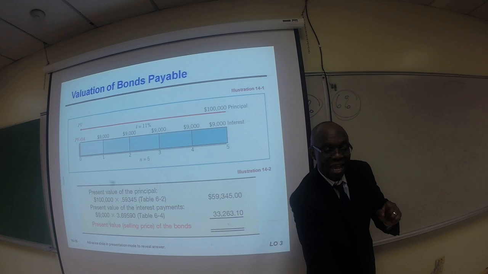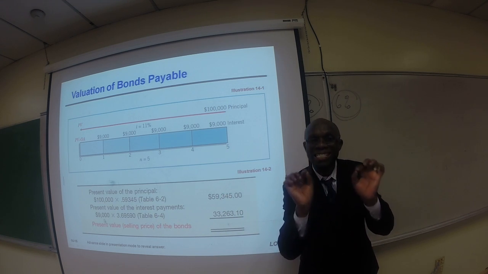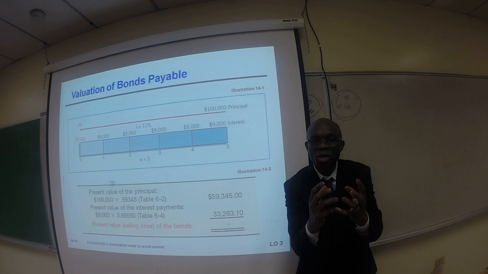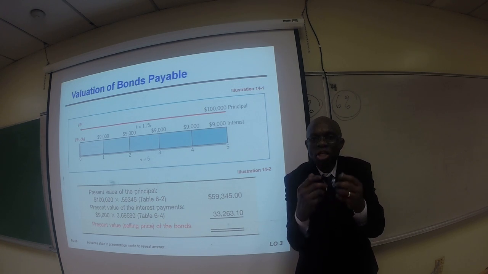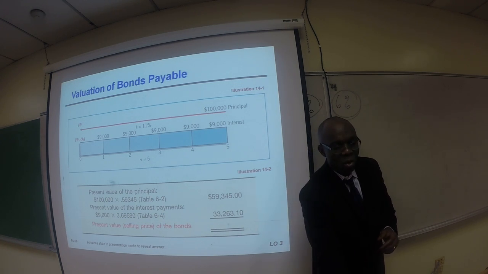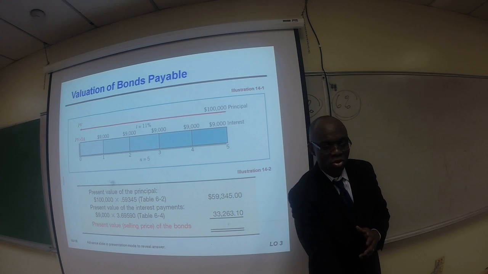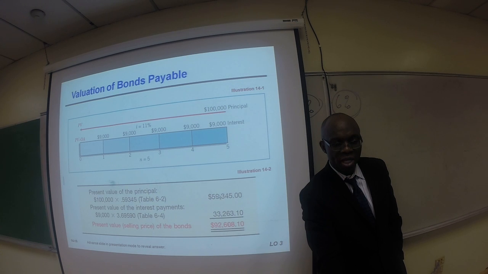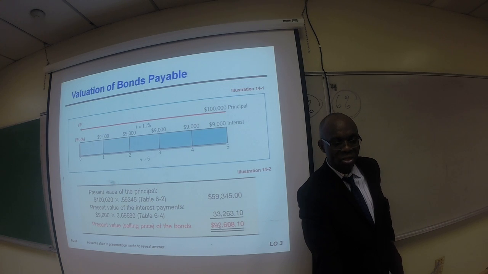In calculation of the 9,000, we use the stated interest rate, because the $9,000 is actually the actual cash interest payment. But then when we look at the table, we use the market interest rate, in this case 11%. So when we do the math, take a look at this. The present value of the single sum is 59,000. The present value of the interest payment is 33,000. Add the two, add this up, and you come up with 92,000.